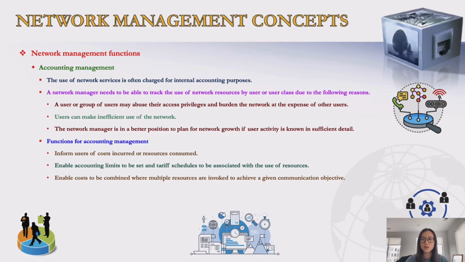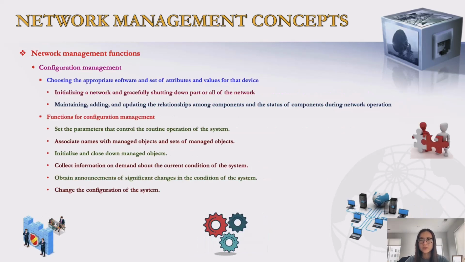Accounting management should include a function that informs costs incurred or resources consumed by users. Also, it should be able to set accounting limits and tariff schedules that are associated with the use of resources. In addition, it should provide a function that allows combining costs invoked by multiple resources to achieve a given communication objective. Once it is decided how a device is used, the configuration manager chooses the appropriate software and the set of attributes and values for the device.